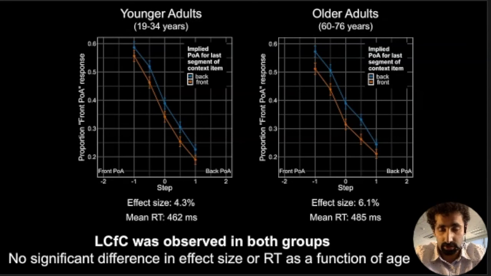You'll note that we're looking at a more limited range of the y-axis in these plots, since in general responses were closer to chance, likely because participants never heard the clear endpoints from the target continua. And as before, we're seeing clear evidence for LCfC in both groups. The blue lines are above the orange lines, with no significant difference in the size of the effect. Again, older adults showed a numerically larger effect, and they were numerically slower, but neither of those differences was significant.